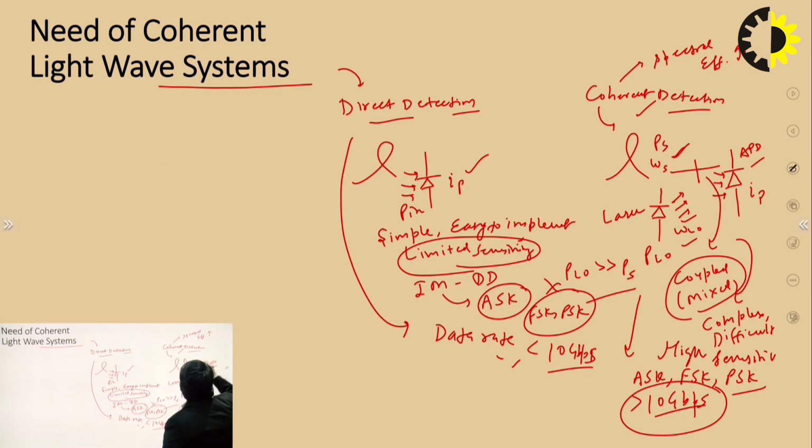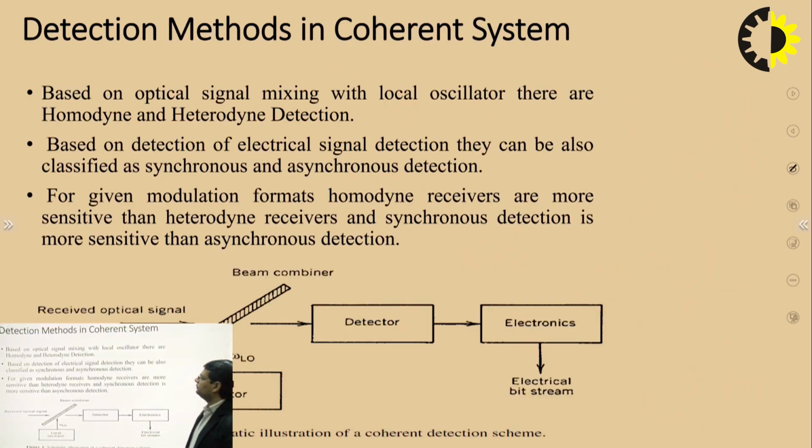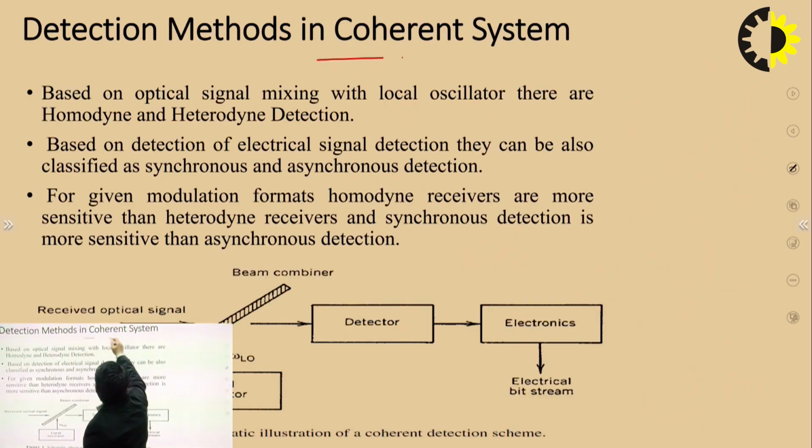Moreover, the impact of distortion as well as dispersion. For example, the tolerance capability for the intramodal dispersion as well as polarization mode dispersion is better in the case of coherent detection. So this is the need for coherent detection system, and after comparing we can see that overall coherent detection is better in terms of performance. So this is the detection method in the coherent system.